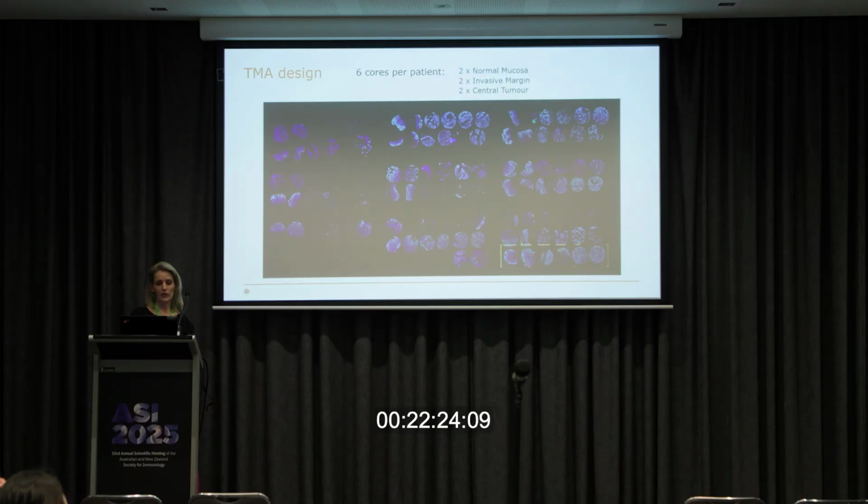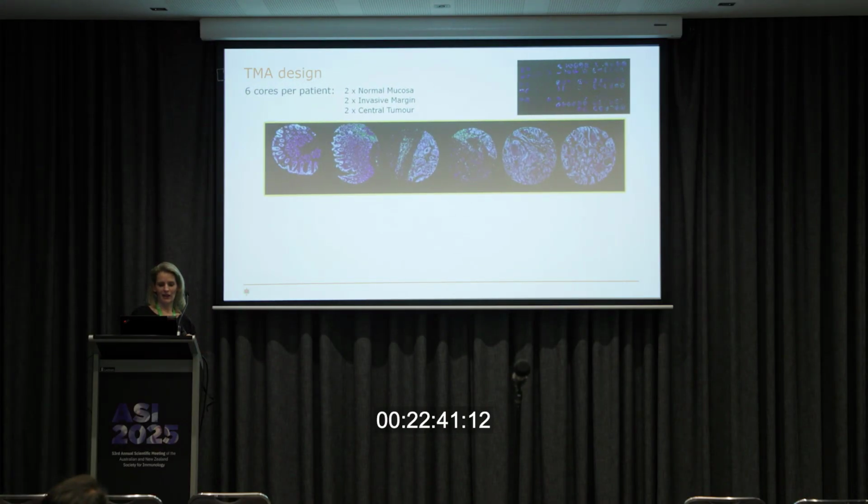So for each patient, we take 2 normal cores, 2 invasive margin cores, and 2 central tumour cores, because A, we sometimes miss the tumour, as I said, and B, the staining that we do is quite tough on the tissue, and we do lose cores sometimes.